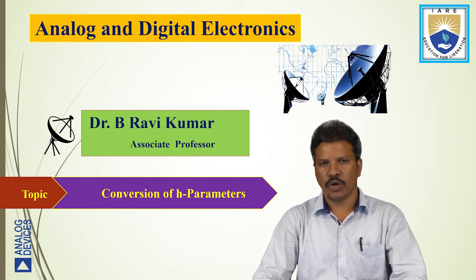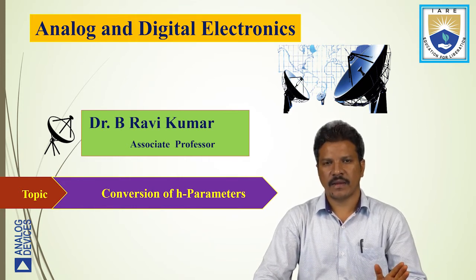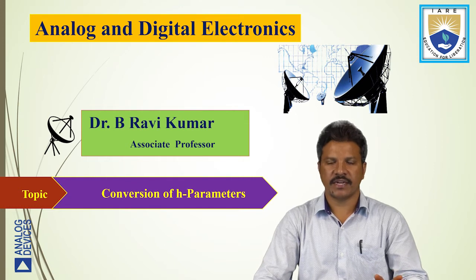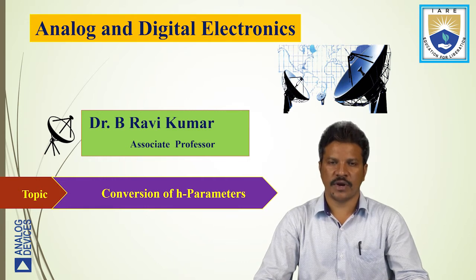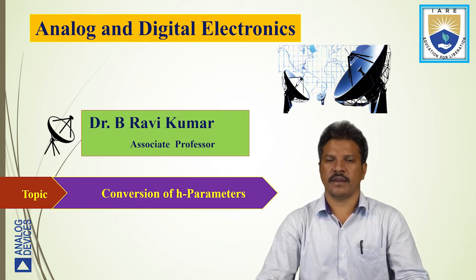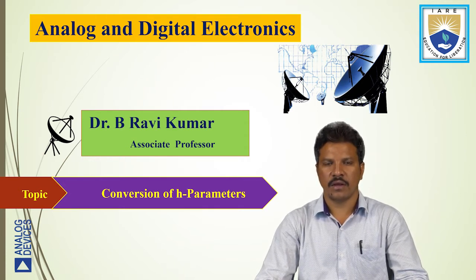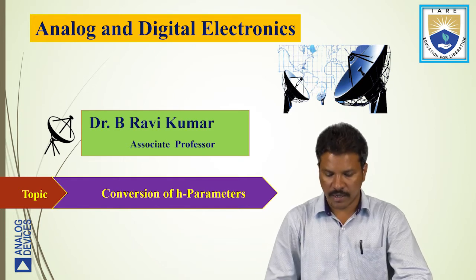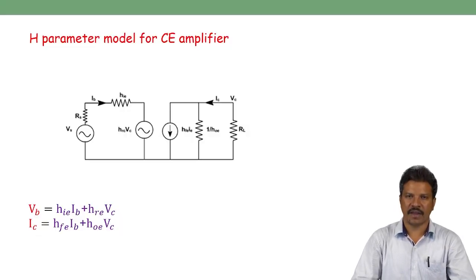In this lecture I am going to explain how to find the H parameter values of a transistor amplifier, like the transistor amplifier parameters: input resistance, output resistance, current gain and voltage gain for a particular configuration like common emitter, common base and common collector. What are the formulas, and then we'll see how to convert the formulas from one configuration to another. So first, this diagram is the H parameter model for a CE amplifier.